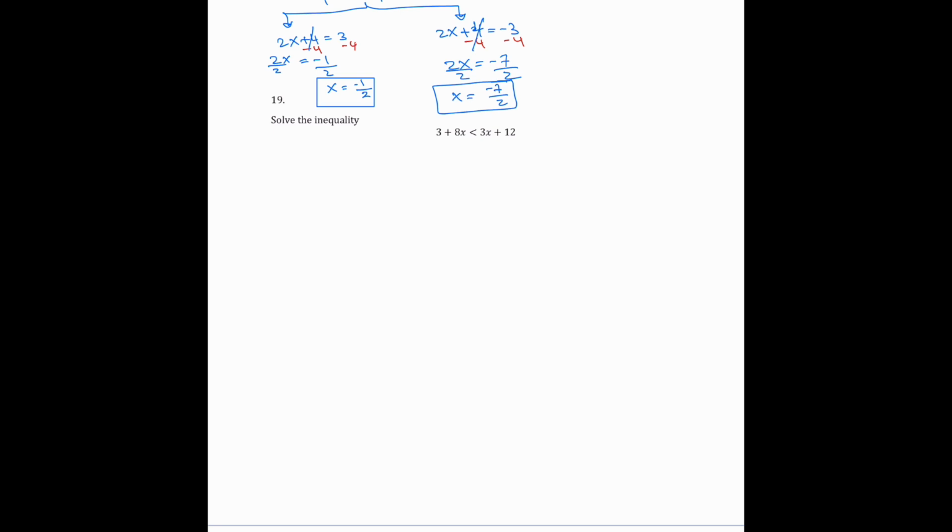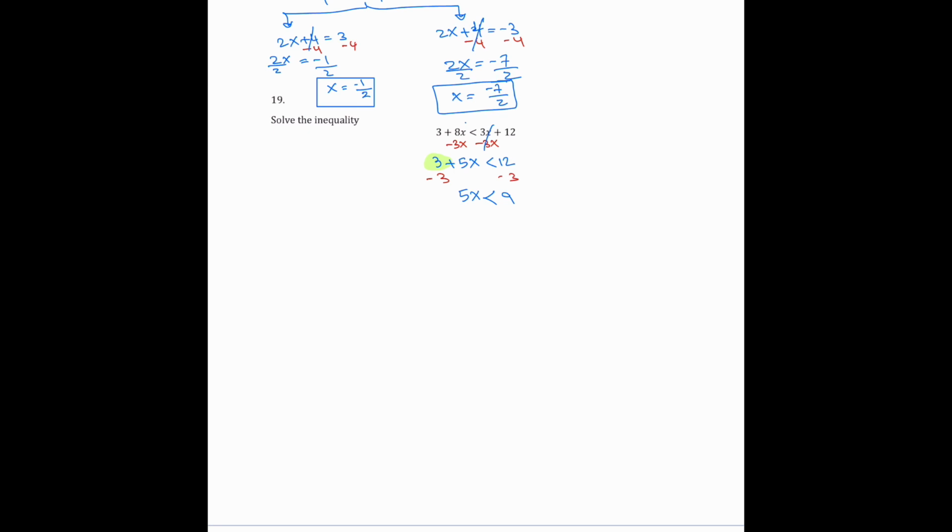side. So the first thing I'm going to do is remove the 3x from that side by subtracting it from both sides of the inequality. You're going to end up with 3 plus 5x is less than 12. The next step is to remove this 3 by subtracting 3 from both sides of the inequality. So we're going to have 5x is less than 9.